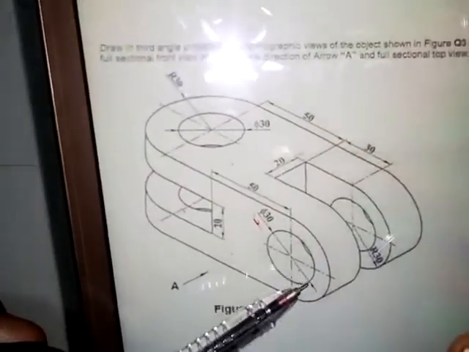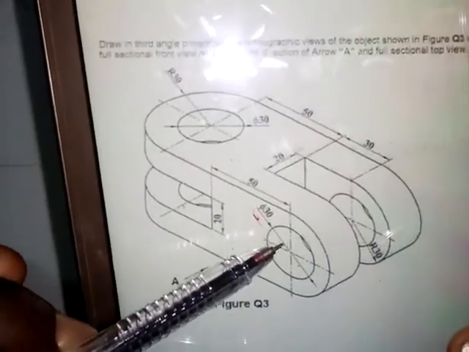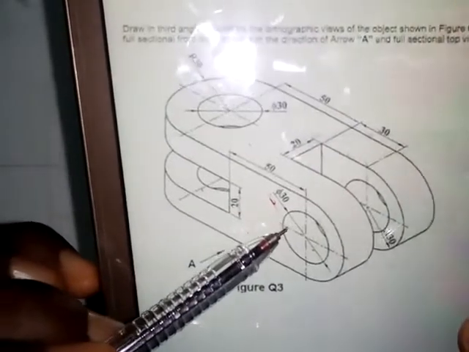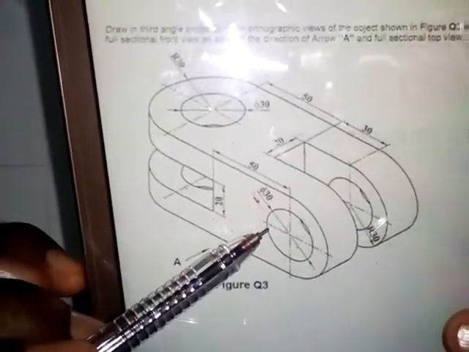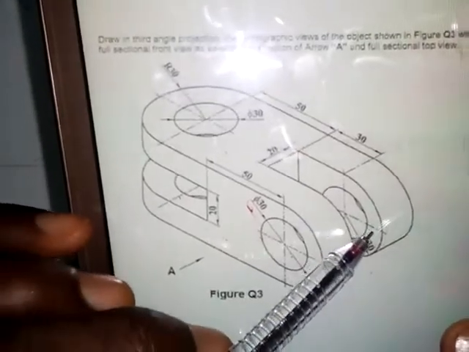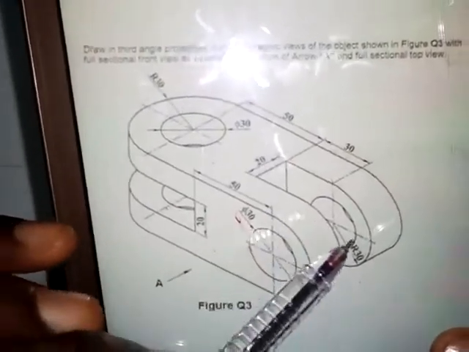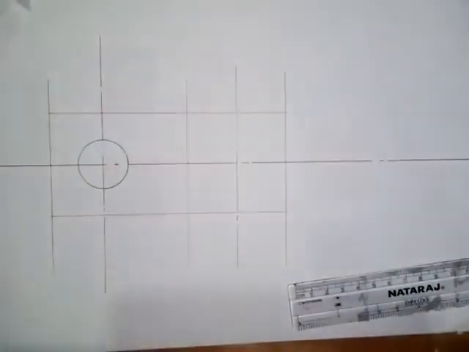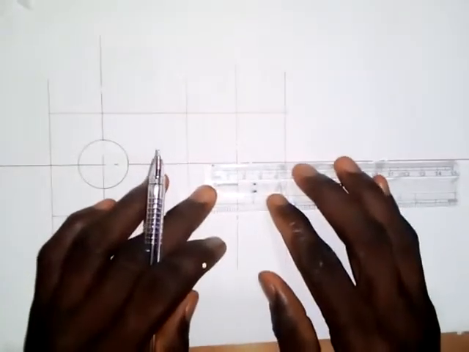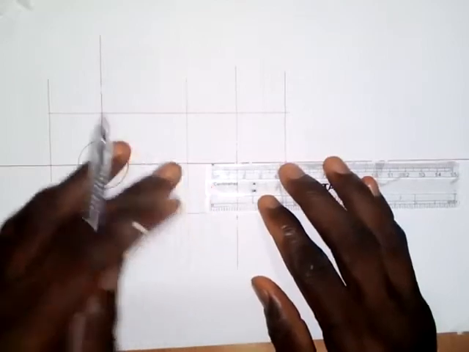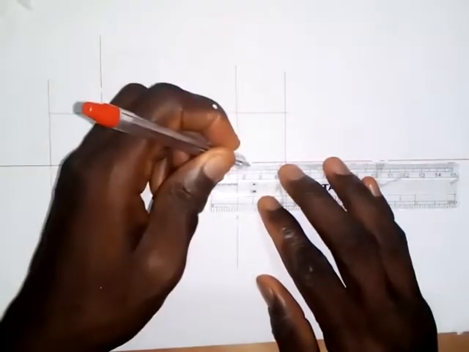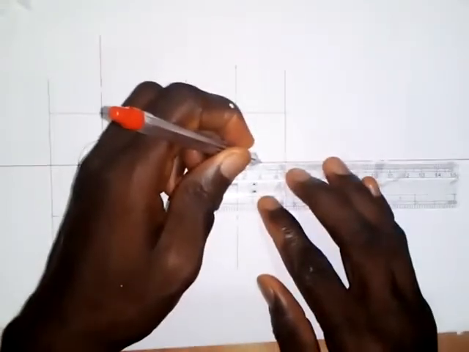So for this circle here, by the time I remove the upper part, I'm going to see this line as a straight line. The line here, I will see it as a straight line. Likewise, this line and this line, I will see them as straight lines. So for the circle on that part, the diameter is 30, the radius is 15 millimeters. I will also take 15 millimeters here and also 15 millimeters here.